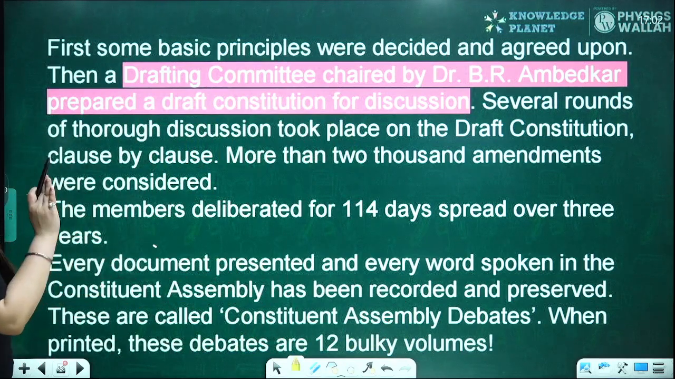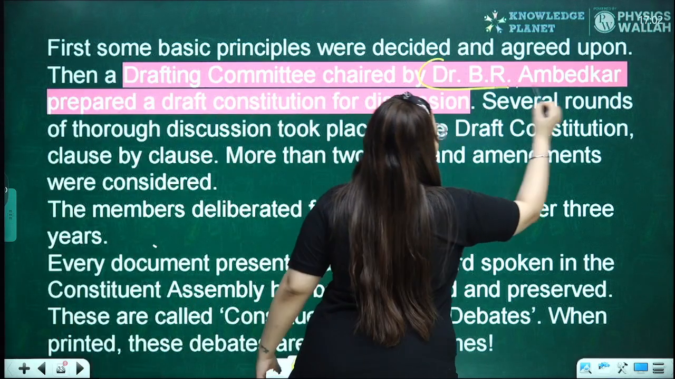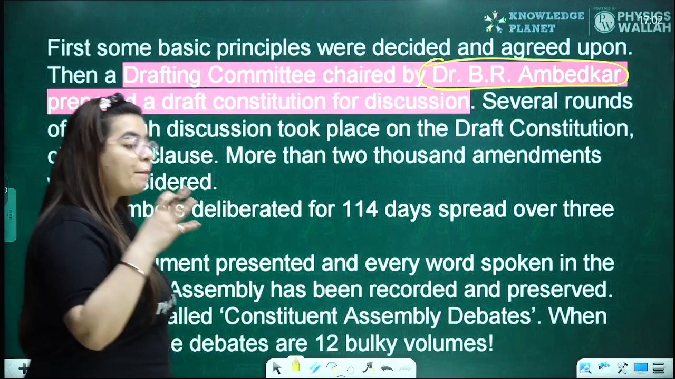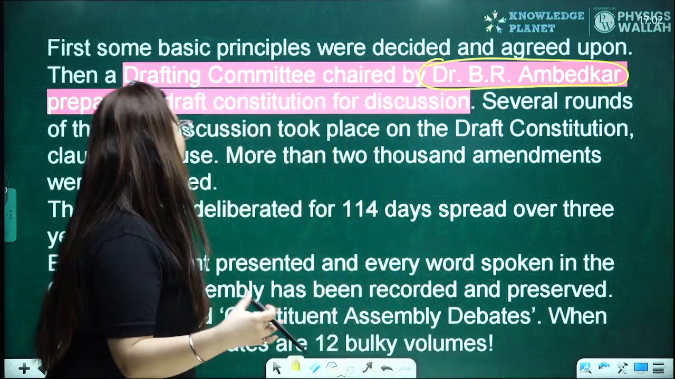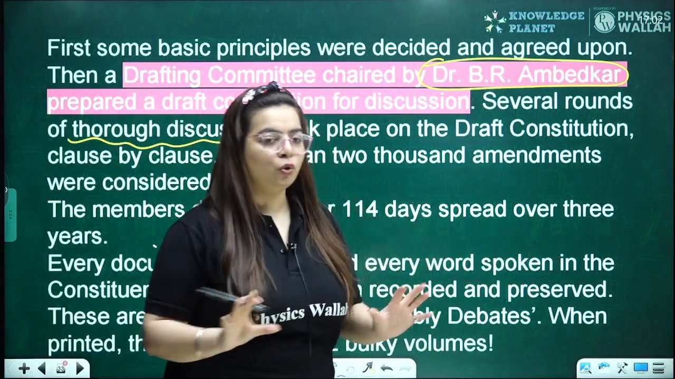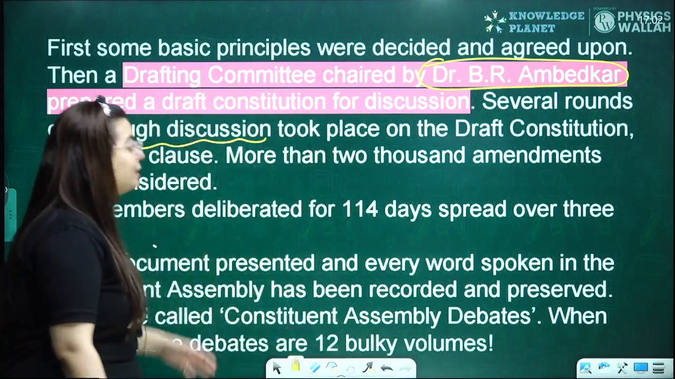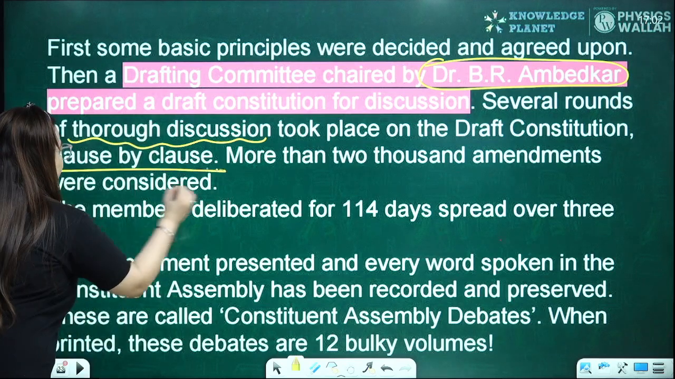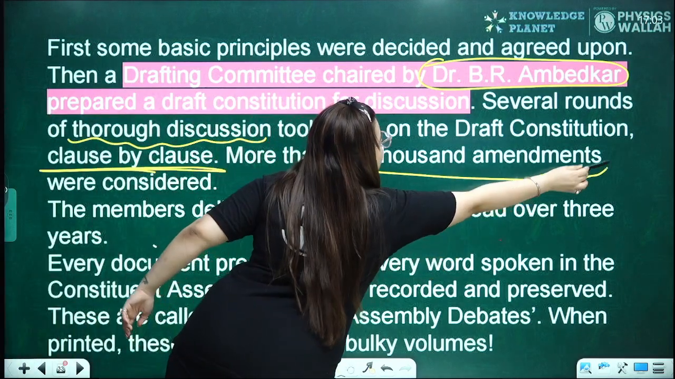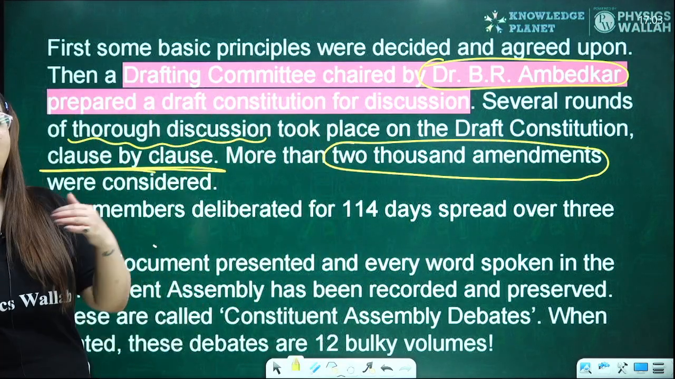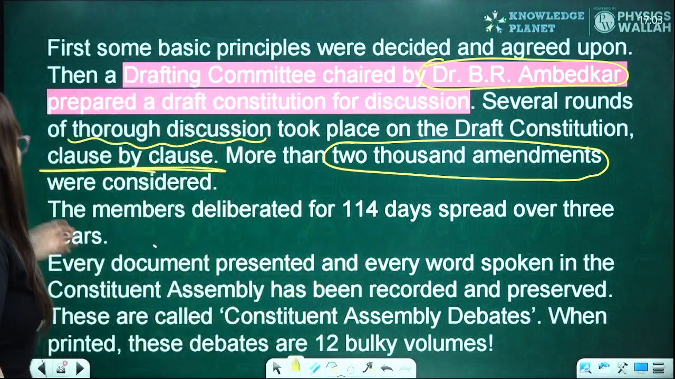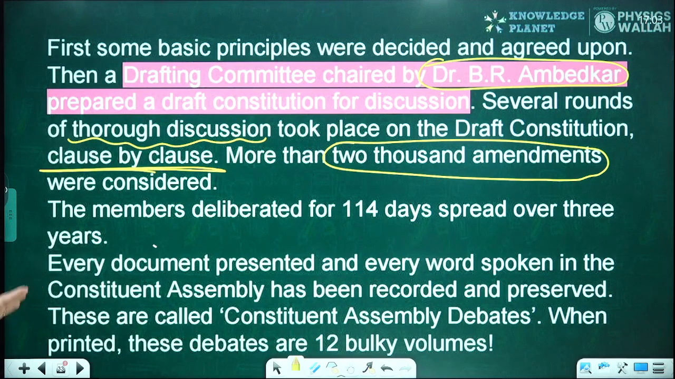Now, the drafting committee was chaired by B.R. Ambedkar. We need to remember this particular person's name. B.R. Ambedkar prepared a draft constitution for discussion, which had happened a lot more before. Several rounds of thorough discussion happened. It was not like, okay, we have decided, now let us print this. No, thorough, back-to-back discussions took place on the draft constitution, clause by clause, we can say word by word. More than 2000 amendments were made. 2000 amendments means a lot of changes, a lot of upgradation of the laws were made. The members deliberated for 114 days spread over 3 years.